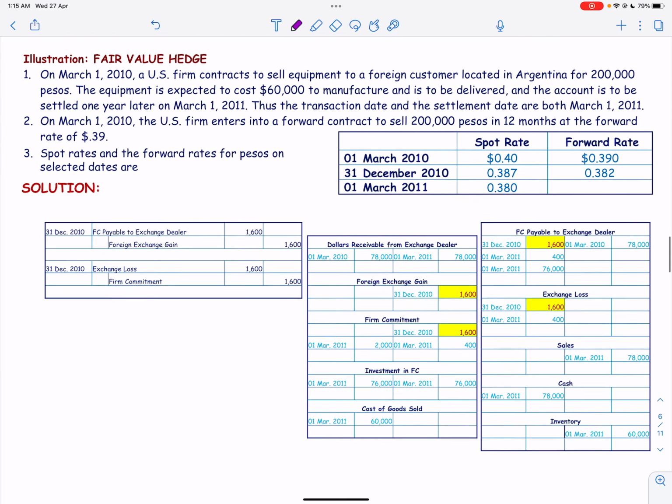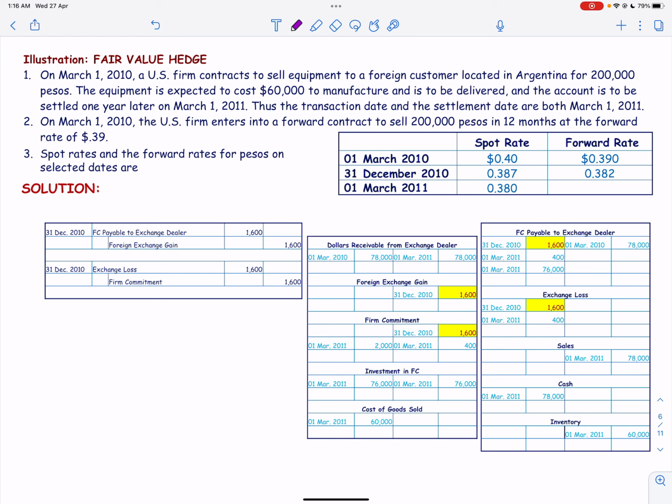9 months later, on the balance sheet date, the foreign currency payable needs to be adjusted to fair value using the change in the forward rates. You can see that the forward rate has decreased, so this is a gain in our case, and this is, you see, since we entered into a forward contract, so our receivables are at the rate of 0.39. Had we waited for 31st December, we would be receiving our receivables at the rate of 0.382.